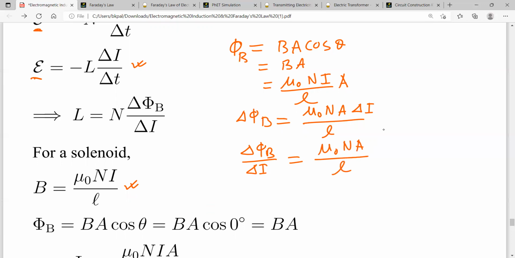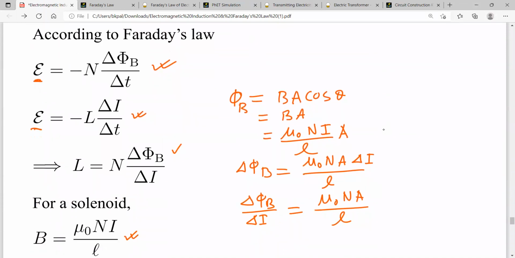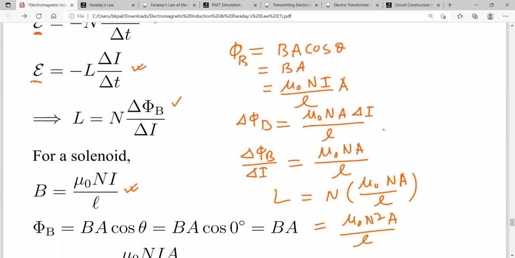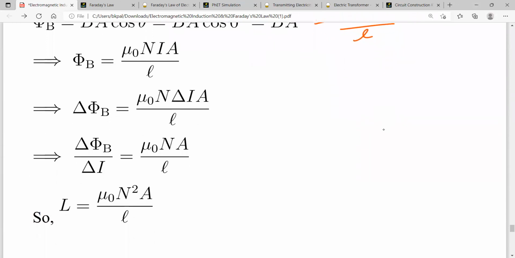Now if I substitute this in this equation, we get something like this. L is equal to N and then mu 0 and A over L, and that is equal to mu 0 N square A over L. Okay, and this is the expression for the self-inductance in a solenoid or in an inductor.